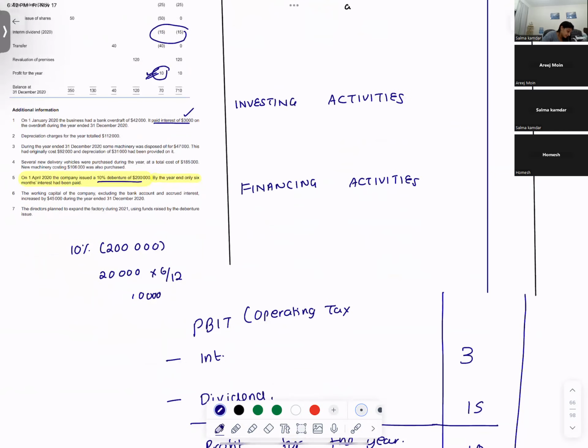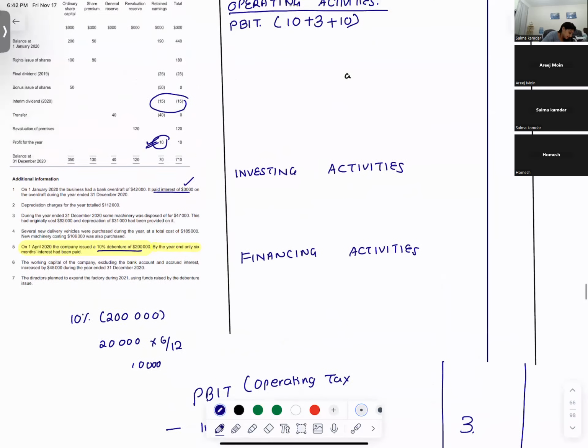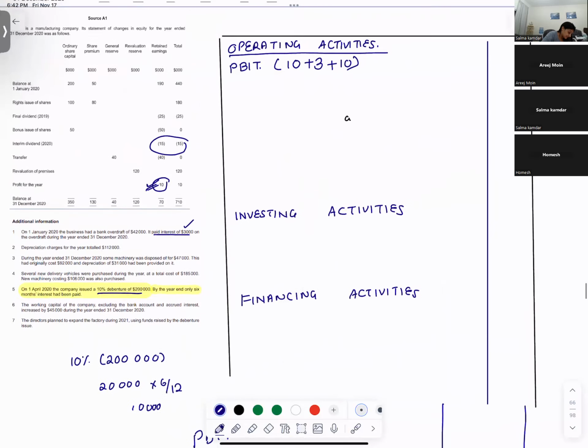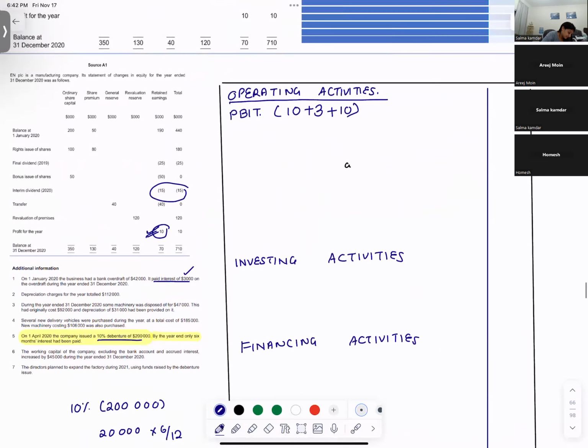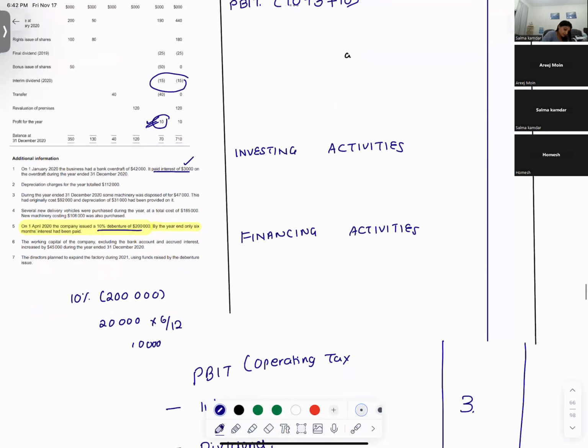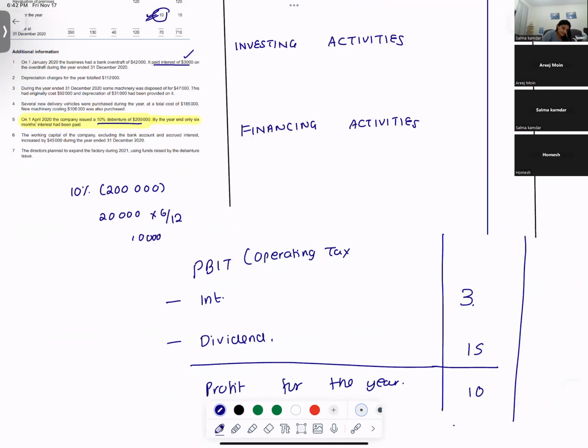Miss, it's 3,000, yeah? This is on which date? This is on 31st December 2020. So it would be 10 plus 15 plus 3. But keep this also in mind, okay?